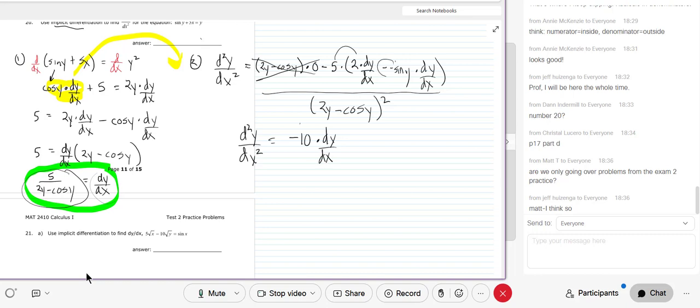This part right here is going to be plus sine y. So if I multiply that by negative 5, I'm going to have negative 5 times the sine of y times dy over dx, and then I've still got the bottom squared like that. Okay, so then I'll show you how to finish it up.